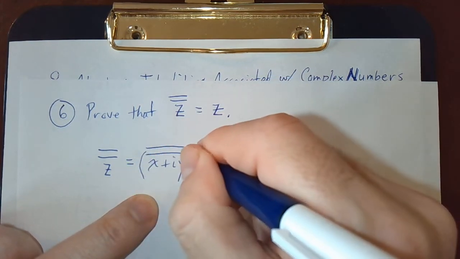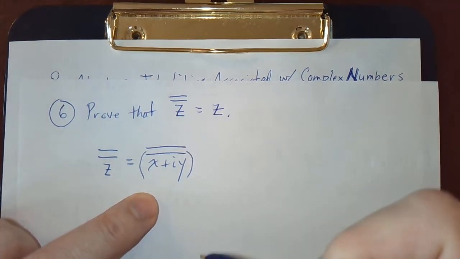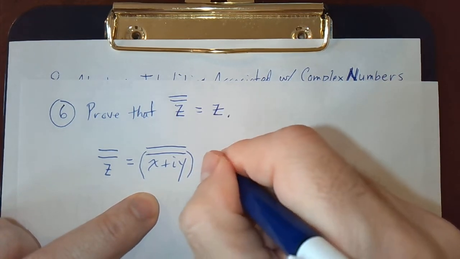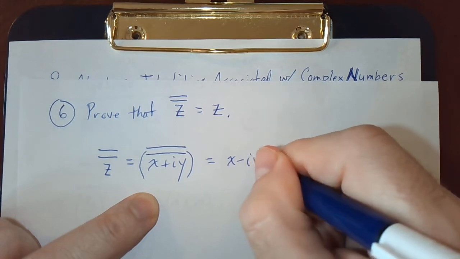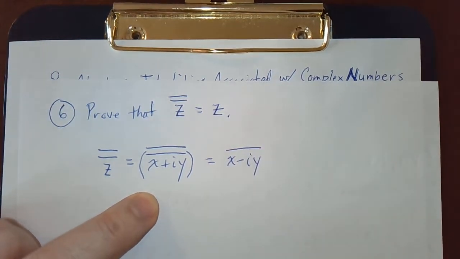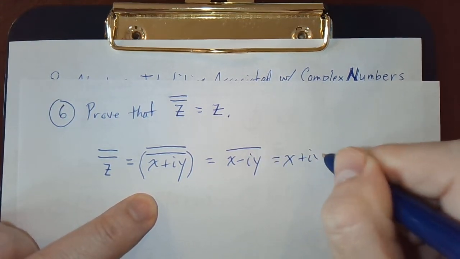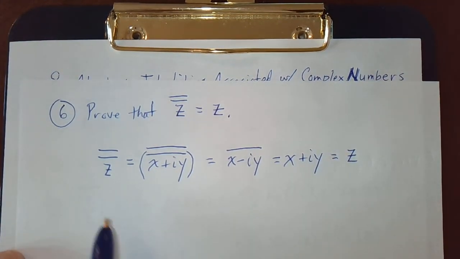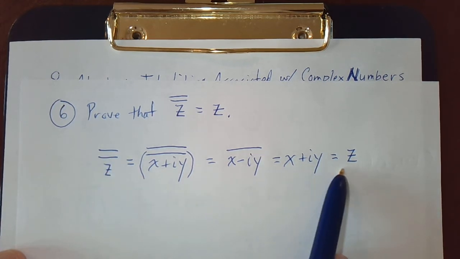I'm going to put this in parentheses to make it obvious what I'm doing. If we ignore the top complex conjugate, we're taking the complex conjugate of x plus iy, and that'll give us x minus iy with one complex conjugate bar. And the complex conjugate of this is x plus iy, which is simply z. End of proof. z complex conjugate conjugate is simply z.